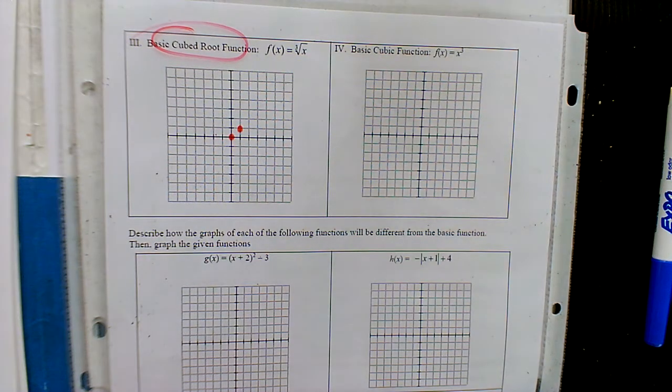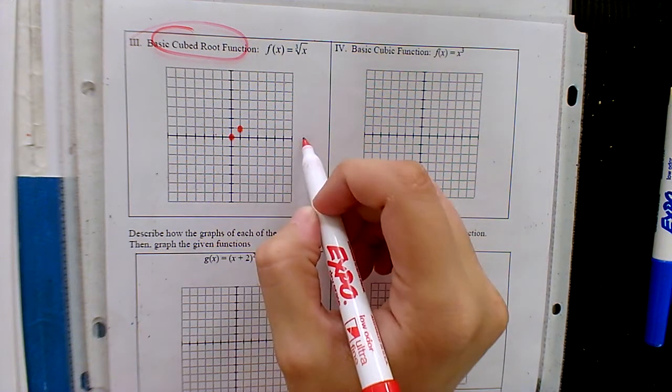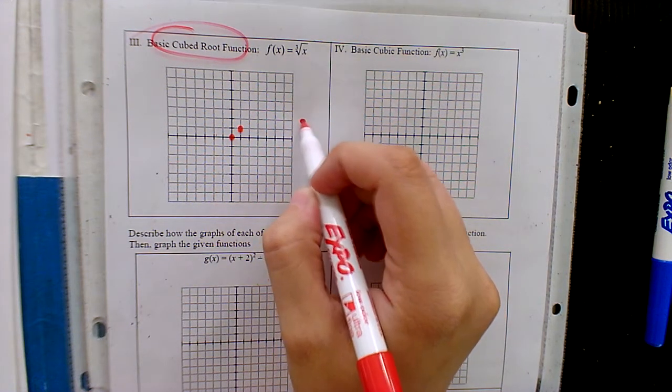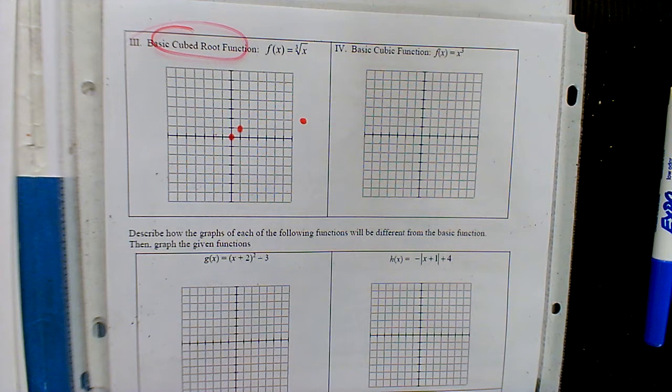What's another value we can easily take the cube root of? Good, Emma? 8. What would that answer be? 2. 2 times 2 times 2 is 8. So if we plug in 8, which is a little bit off our graph, we'll get out 2. Any other ones?